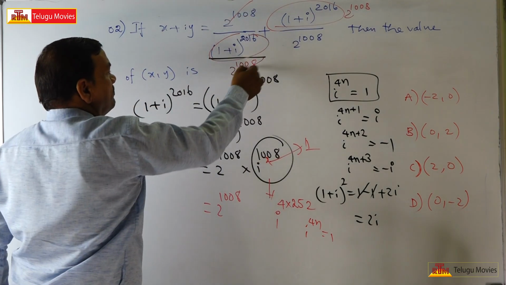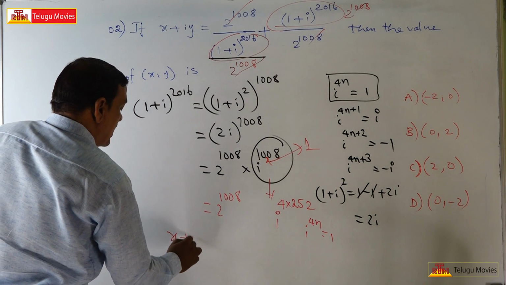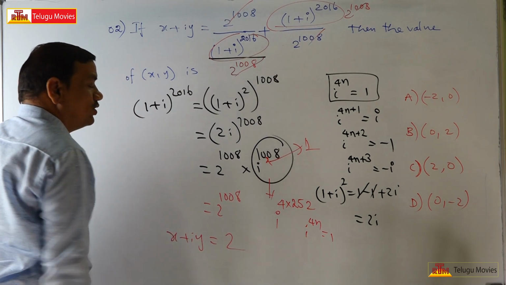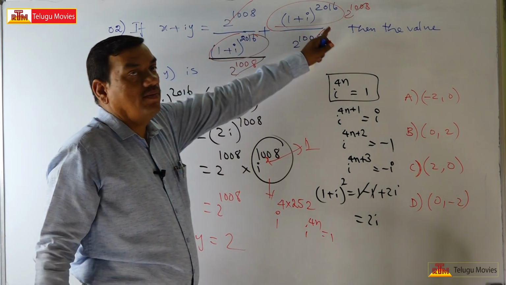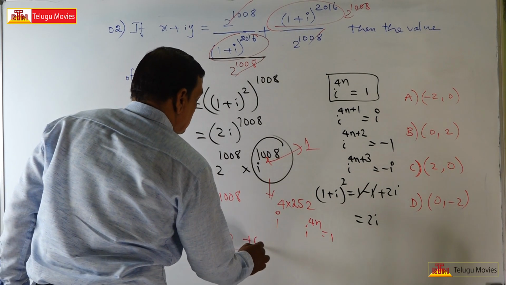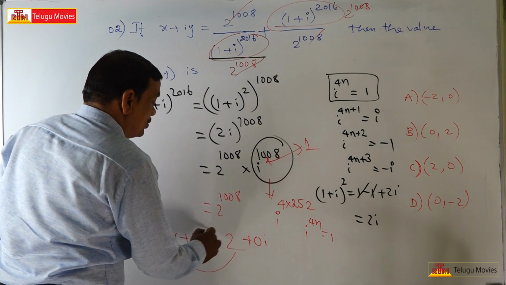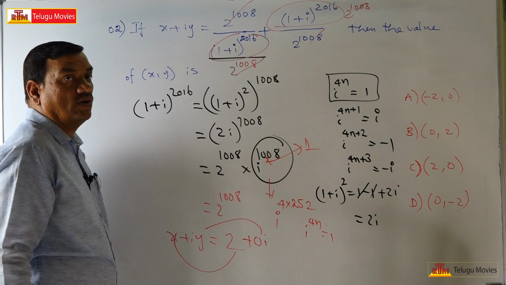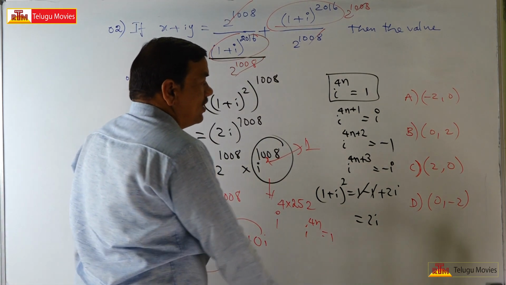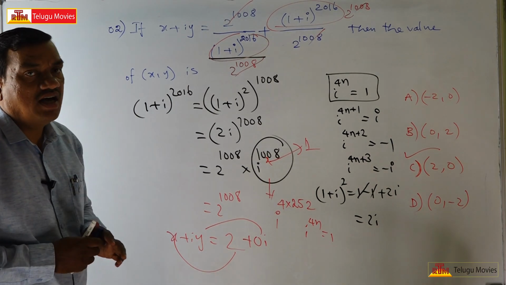So this will get cancelled. So x plus iy is equal to, you will get 1 plus 1, which is 2. 2 means what? 2 plus 0i. Therefore x value is 2, y value is 0. So clearly option C is the right answer.